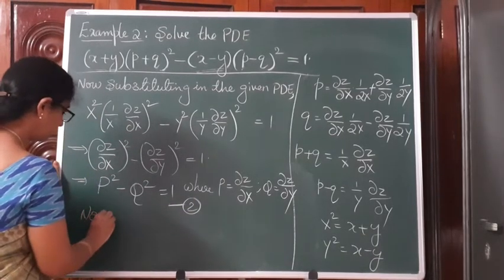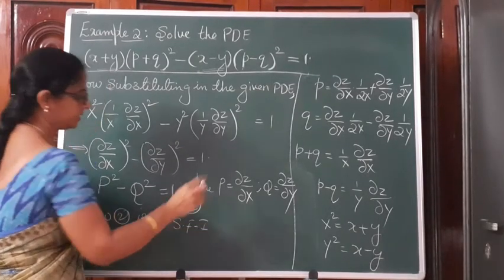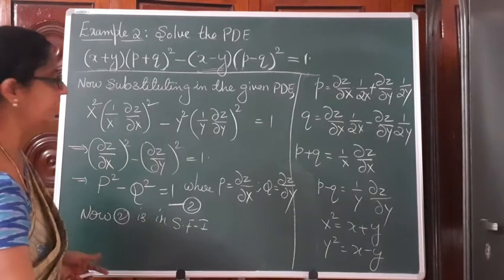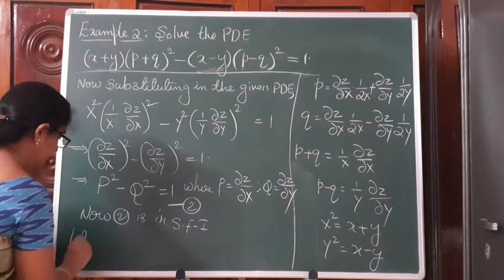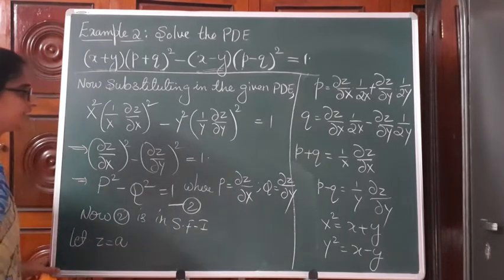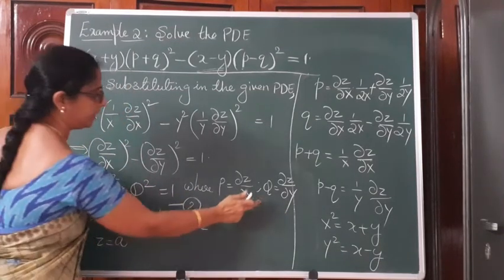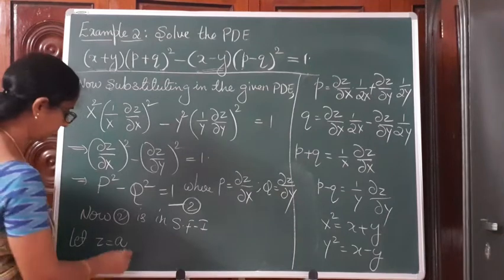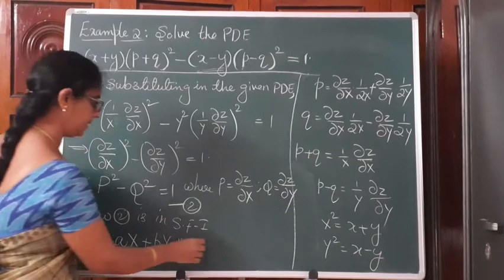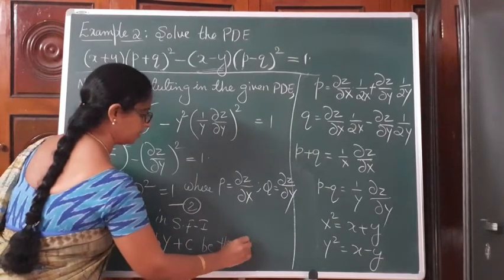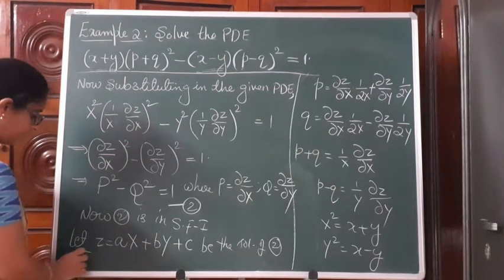Now equation 2 is in standard form 1. If it is in standard form 1, how do we solve it? We take the solution to be z is equal to ax plus by plus c. So let z is equal to ax, which x? Capital X and capital Y, because in the derivatives capital X and capital Y are independent variables here. Ax plus by plus c be the solution of equation 2.